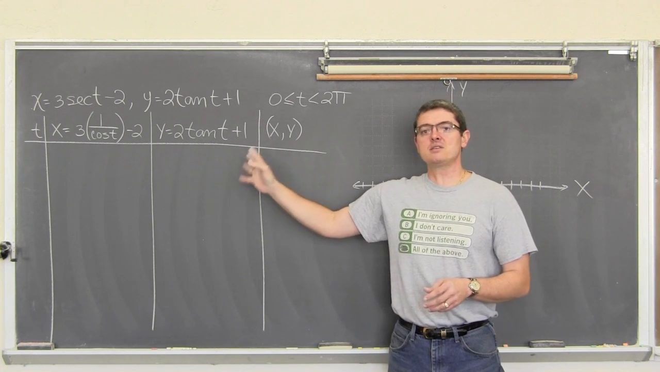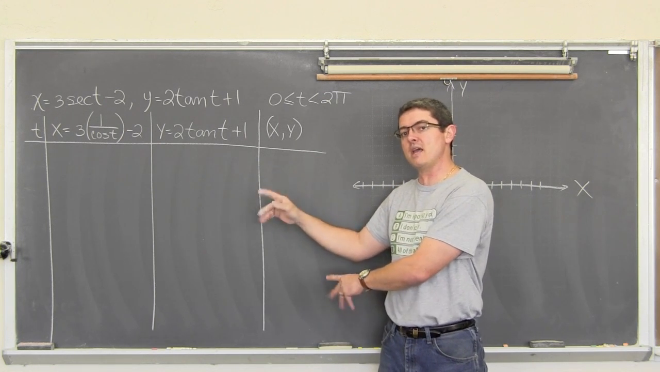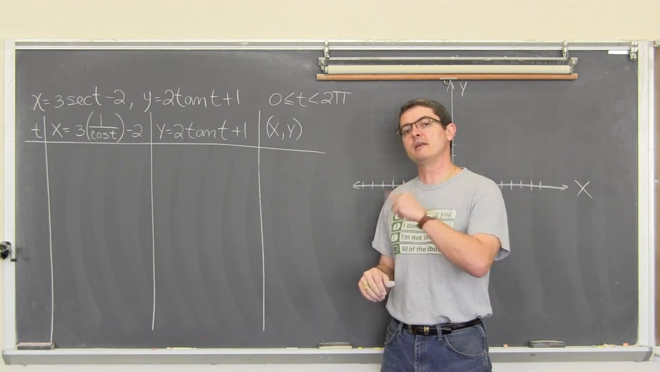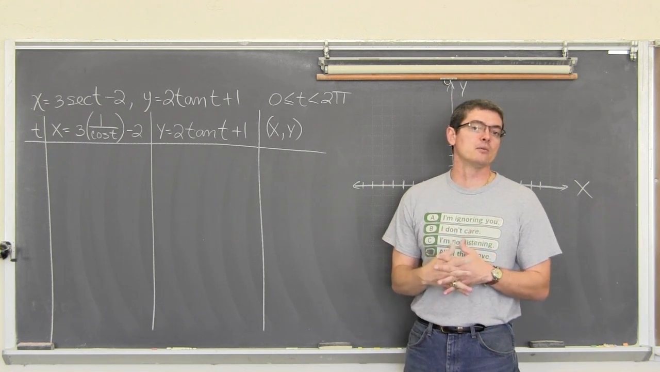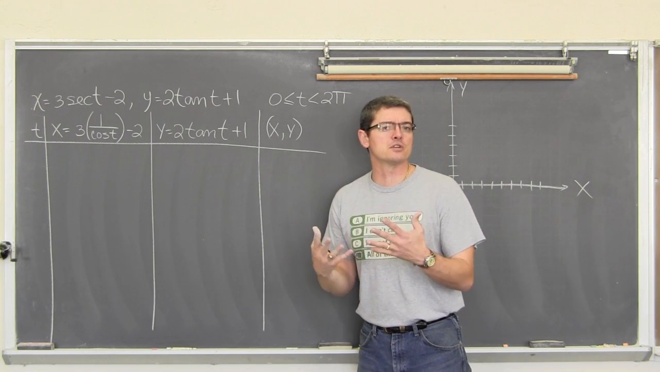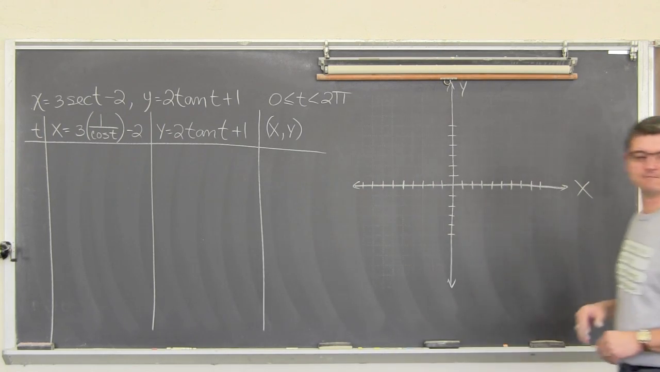So make out a t-table, get yourself a nice number of points. I'm going to pause it, fill up the table, and then draw you a picture. And then make sure you watch the next video where I take most of these examples and put them together into regular function form or rectangular form, where we eliminate the parameter of t.